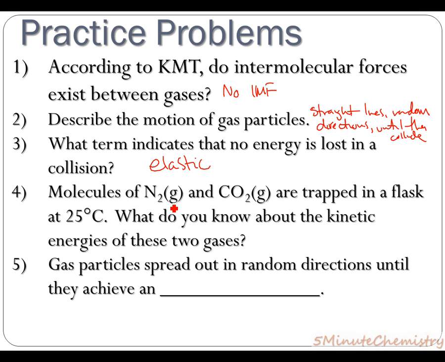Now, molecules of N2 and CO2 are trapped in a flask at 25 degrees Celsius. So here's our scenario. What do you know about the kinetic energy of these two gases? Well, what we know is the temperature. The temperature of these gases is 25 degrees Celsius. Since they're both this temperature, they are going to have the same kinetic energy.